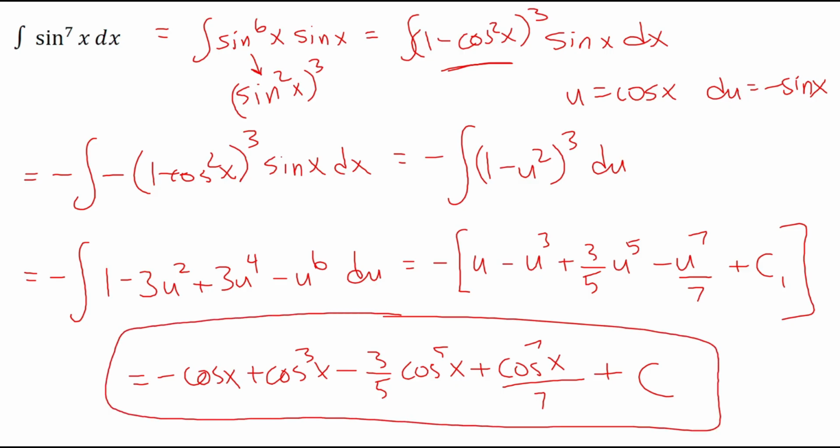So again, when we have that odd power on the sine or the cosine, that's a nice little trick to turn it into two different trig functions so we can use that u sub.